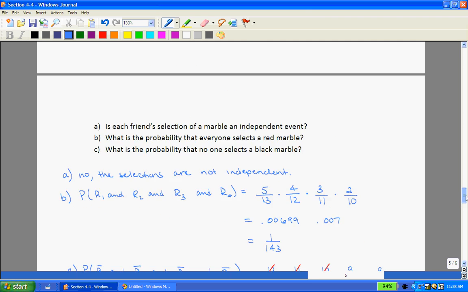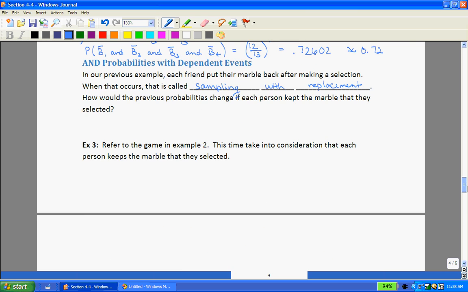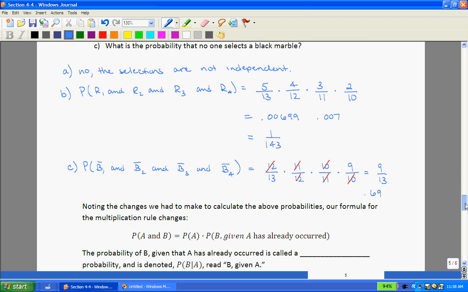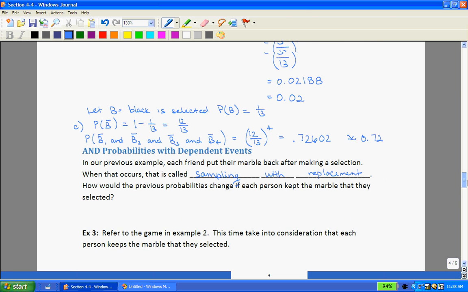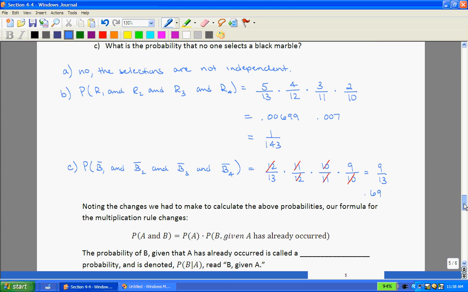So just to compare between independent and dependent, for that second event, we got 0.02 before, and down here we got 0.007, so a lot less likely. For 3, not getting a black marble, we got 0.72, but down here was 0.69. So whether the events are independent or dependent changes our answer. When we're looking at a probability problem, we do want to ask ourselves, is sampling with or without replacement, which is going to tell us whether the events are dependent or independent.